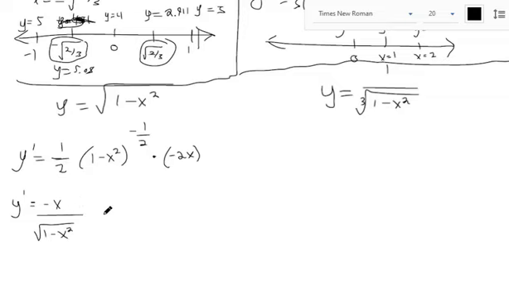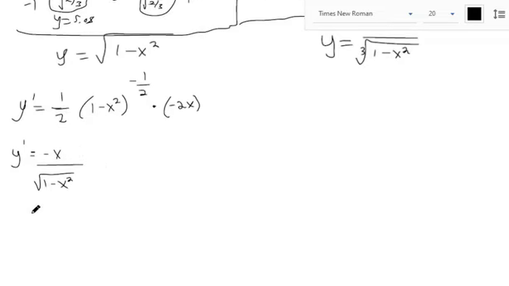Okay, remember, critical points are where the derivative equals 0 or where the derivative fails to exist. So down here, I can see two places where it fails to exist, at x equals 1 and x equals negative 1, because if you plug those into the denominator, you've got divide by 0 problems. Okay, but let's find the ones where the derivative equals 0.